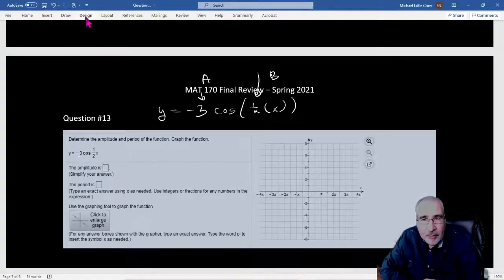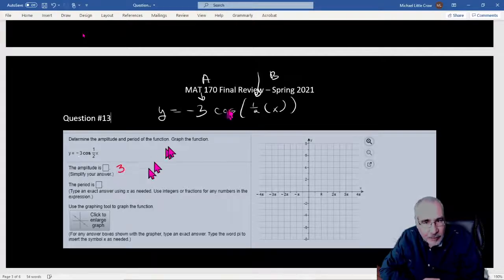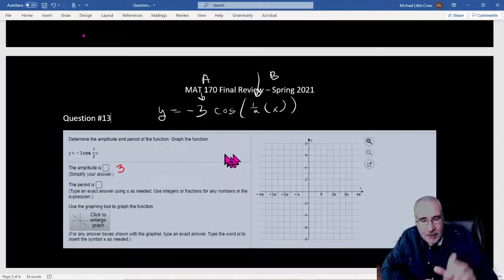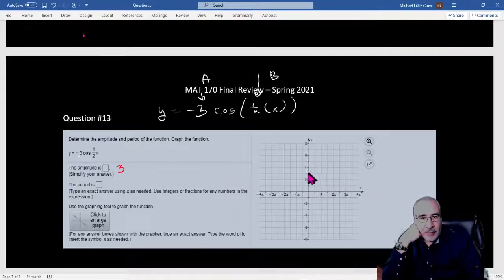Remember, the A is the amplitude. A is the amplitude, A for amplitude. So our amplitude is the absolute value. Now that negative is going to flip it over the x-axis, but it's still basically going to be going from -3 to 3, is how we're going to see that happening. Take a look at the graph if you'd like. We'll get there, but you go ahead and do that first as well if you want.